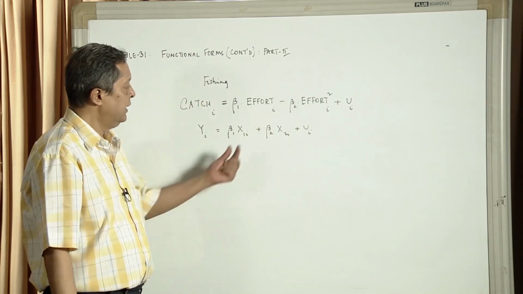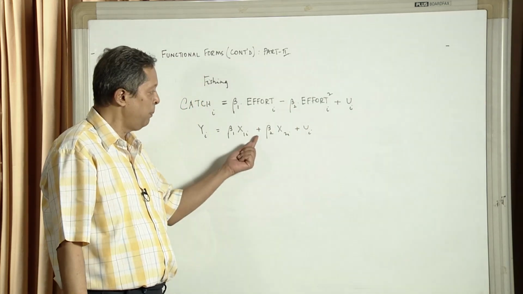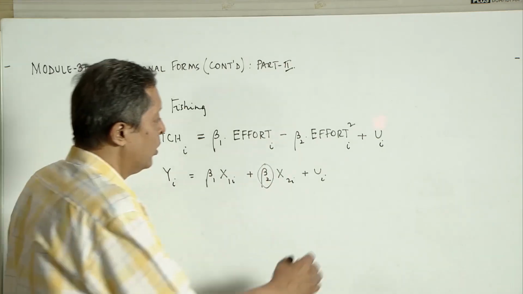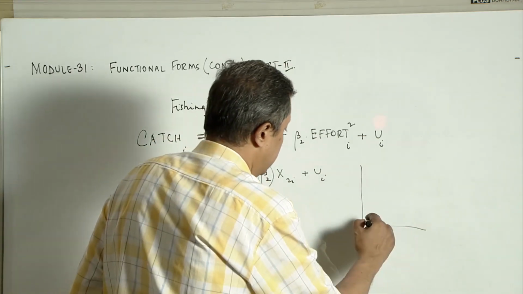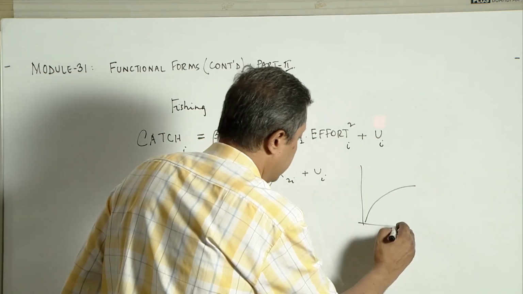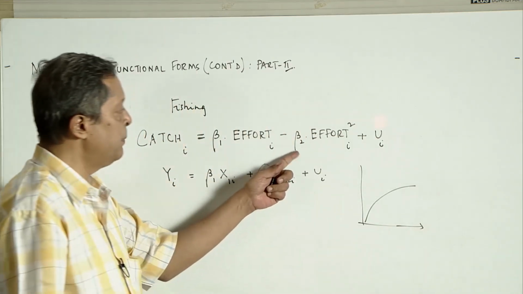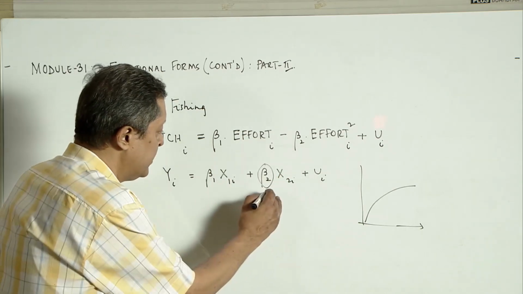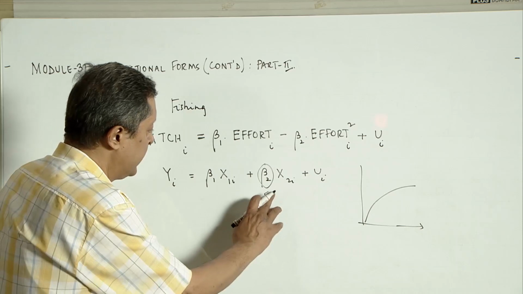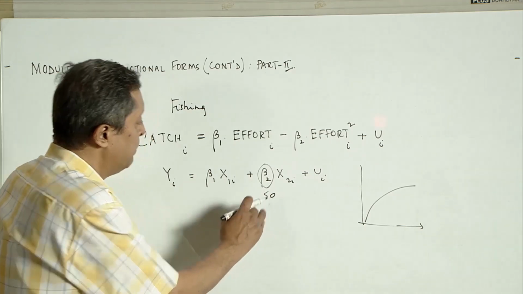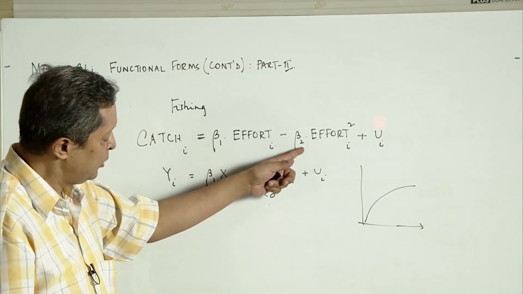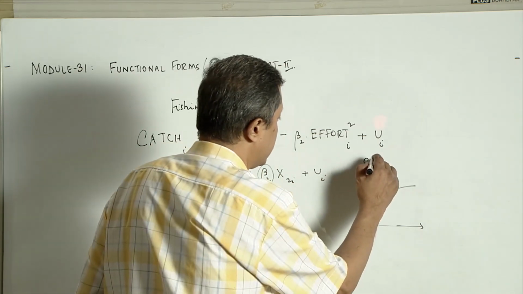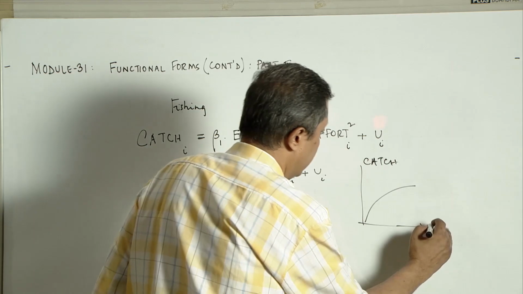The only difference is here we are writing in a general form plus beta 2, which means this beta 2 has to be negative in order to get the diminishing productivity picture. That is why here beta 2 is positive with a minus sign in front, while in the general form this beta 2 is negative. So, that is your catch and that is your effort.